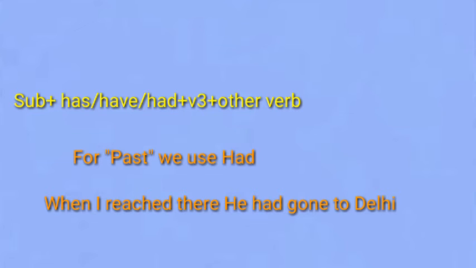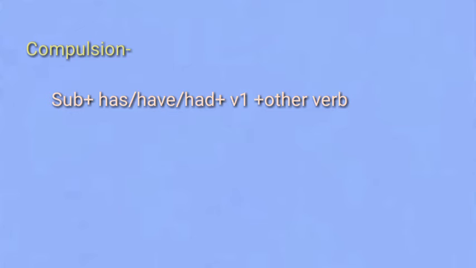Now let's see the second form of the sentence structure. So the second form is compulsion, when you don't really want to do it and you are not willing to, but there is no option, you have to do something. So here it's a compulsion. The sentence structure of this form is subject plus has, have, had according to singular, plural or past, plus the first form of verb plus other words. Now let's see, this is a very easy one. So let's see the examples.